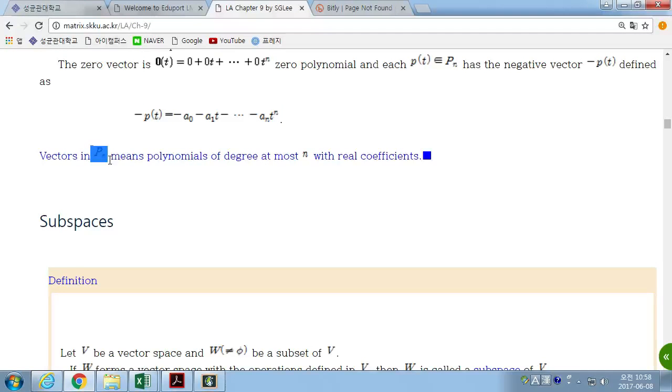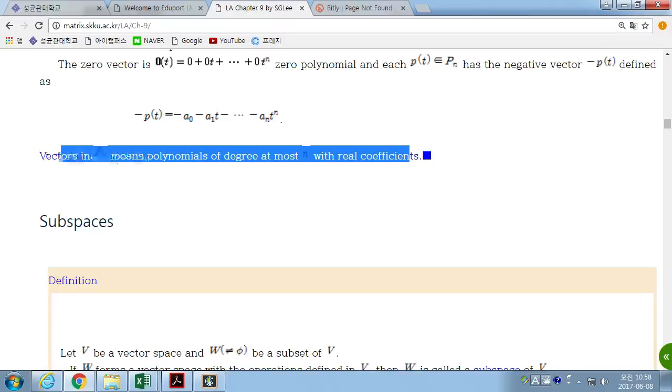Okay, when we say the vectors in P_n, P_n is the set of polynomials of degree at most n with real coefficients. So P_n is a vector space.